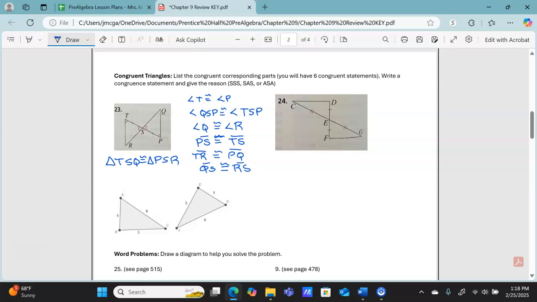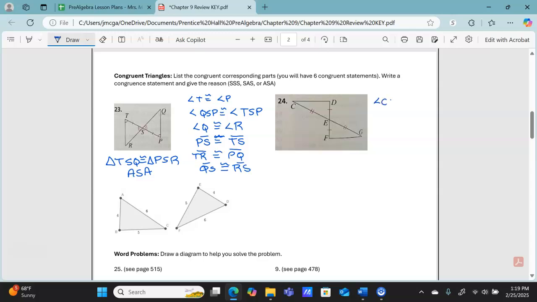Write a congruent statement for the triangle, and then give the reason. This is angle, side, angle. Here, this angle right here is going to be congruent because it's a vertical angle. So yes, I can say these triangles are congruent using side, angle, side. So let's list our things that are congruent.